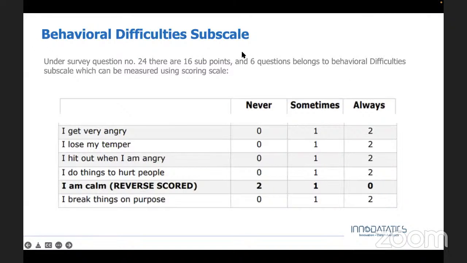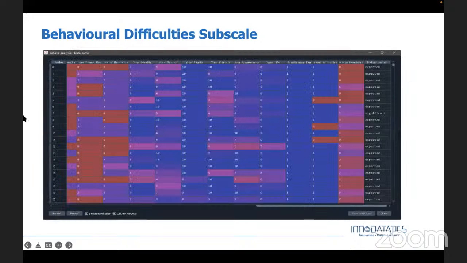For the behavioral difficulty subscale, under survey question number 24, again, there were 16 subpoints. Out of that, the remaining 6 questions were related to the behavioral difficulty subscale. And you have the details given here. Only "I am calm" is given a reverse score. Otherwise, everything else is given 0, 1. And these are all the various inputs, and you have the output, which is the behavioral output.